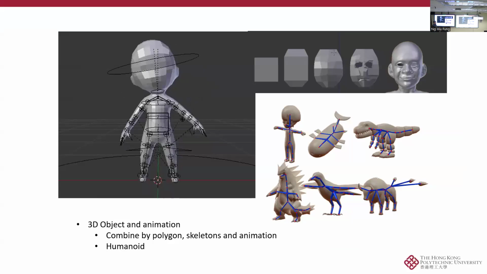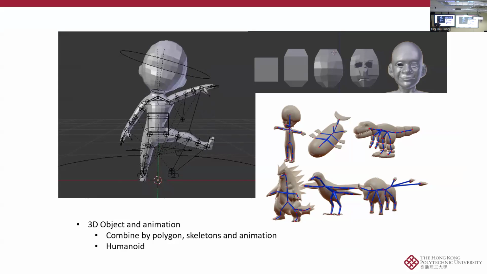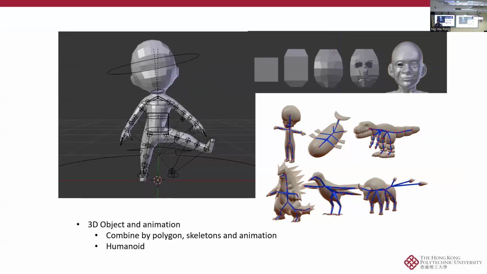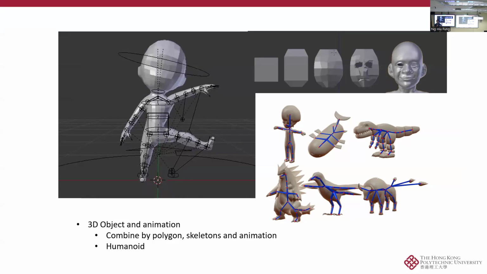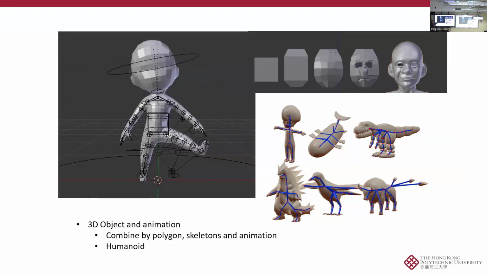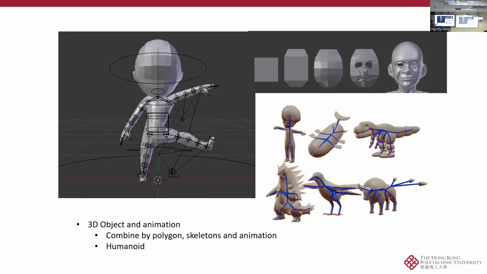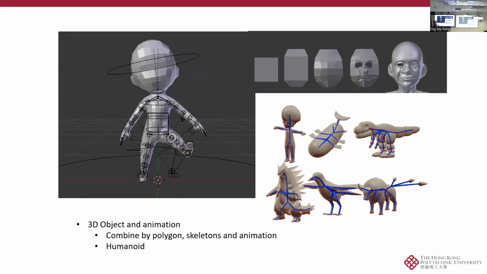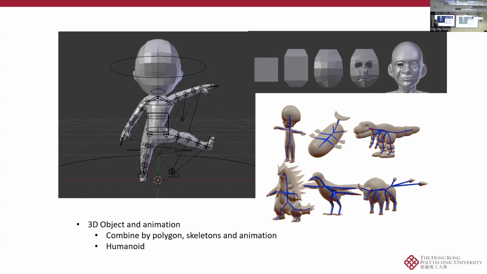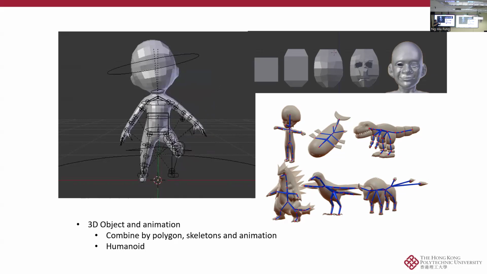Anyway, so we continue. Why can the 3D model move or do animation? We will have the skeleton inside the 3D model. Skeleton is just like a biped, they are the same, right? And inside the skeleton there are lots of points corresponding to the joints of your human body. So we call it humanoid, okay, humanoid.